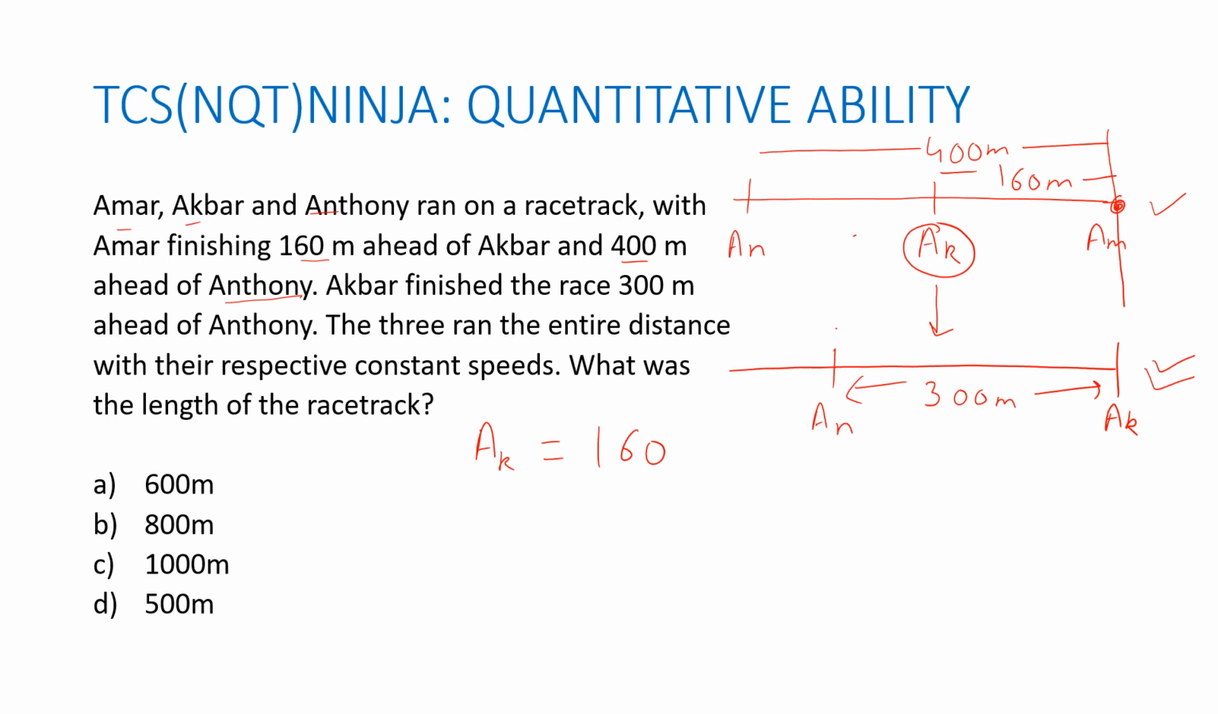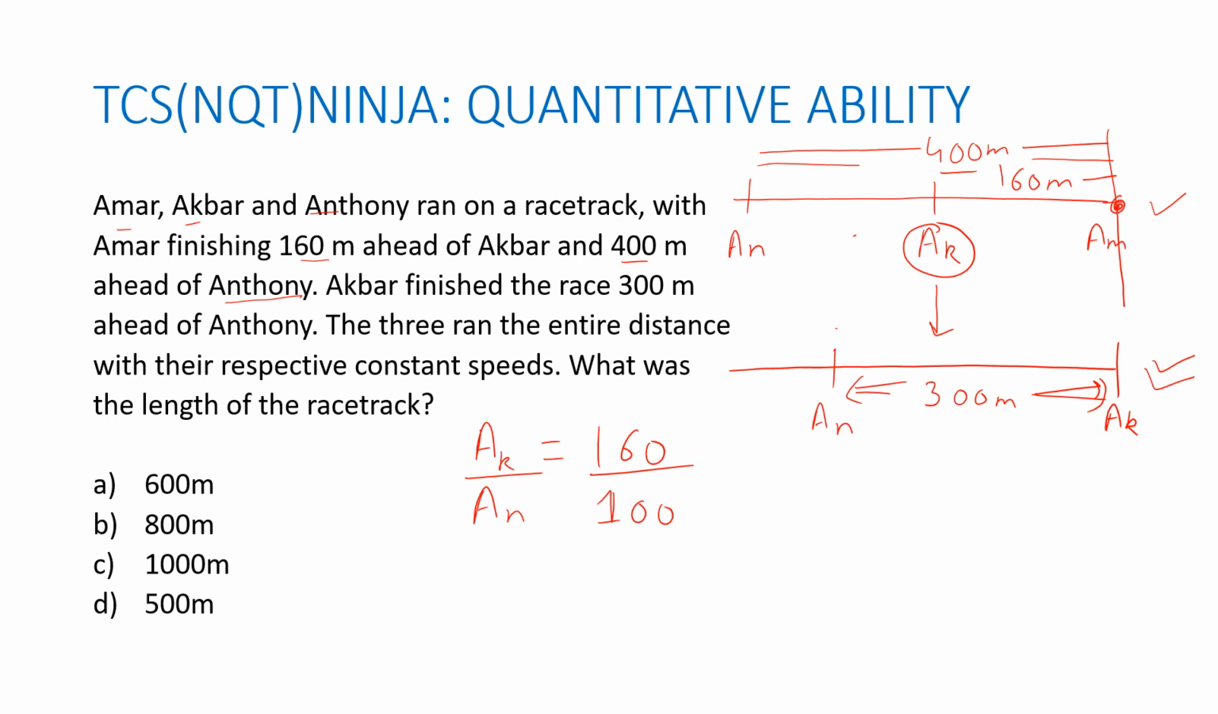Now, the time in which Akbar travels this 160-meter, look at Anthony. Anthony here was 400-meter behind the finishing line. And now in the second instance, he is 300-meter behind the finishing line. So in the time Akbar covers a distance of 160-meter, Anthony has covered a distance of 100-meter. Initially, he was 400-meter behind the finishing line. Now he is 300-meter behind the finishing line.